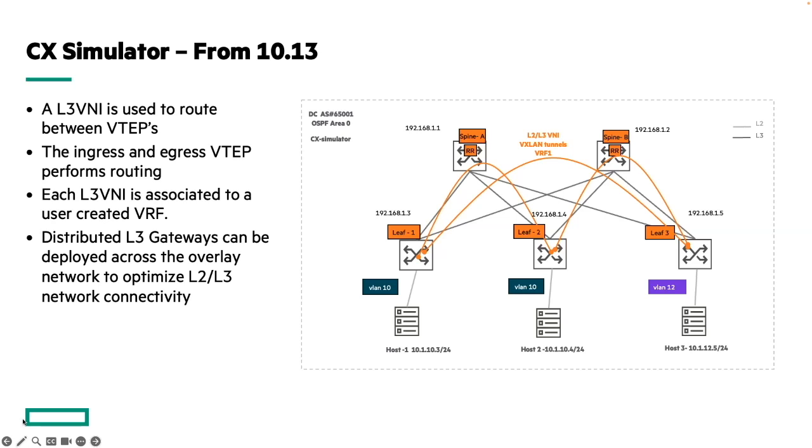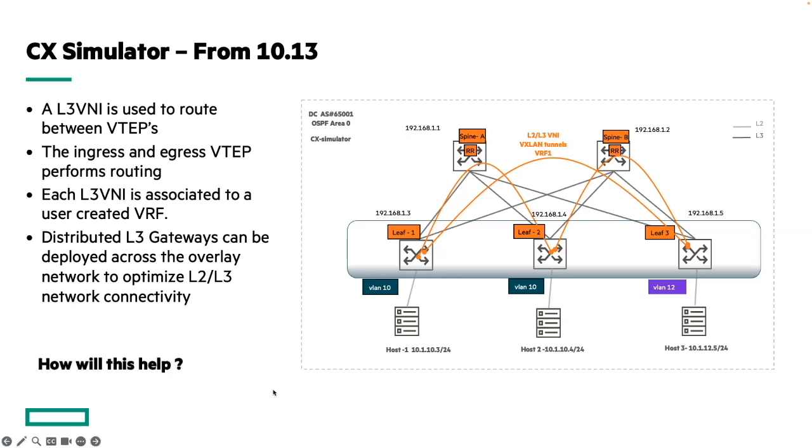In the context of Symmetric IRB, L3 VNI suggests that this virtual network identifier is associated with layer 3 routing. The association of L3 VNI with the VRF means that you can apply this layer 3 routing capability to different VRF instances. Here I have a VRF called VRF1. This is particularly useful in scenarios where you want to maintain network segmentation and security. Distributed L3 gateways can be deployed across the overlay network to optimize both L2 and L3 network connectivity.